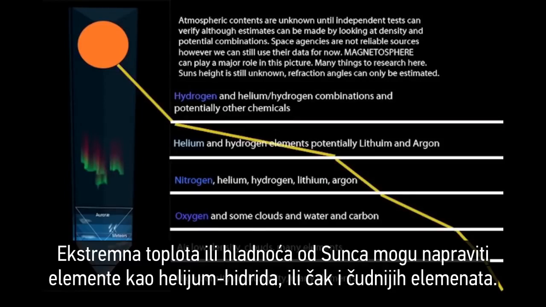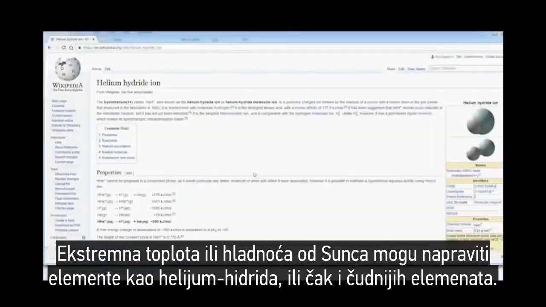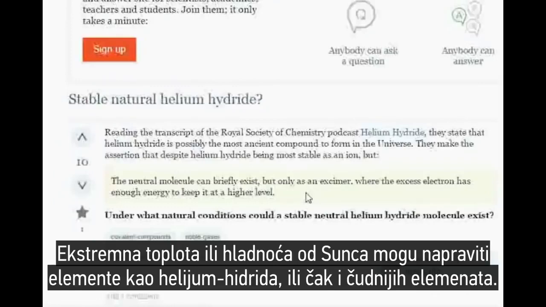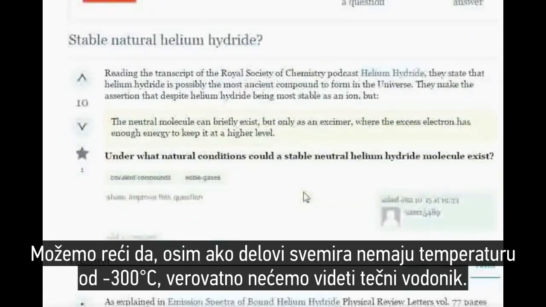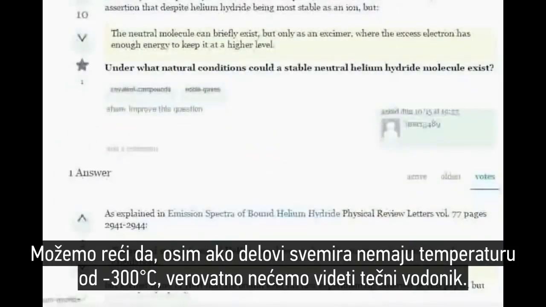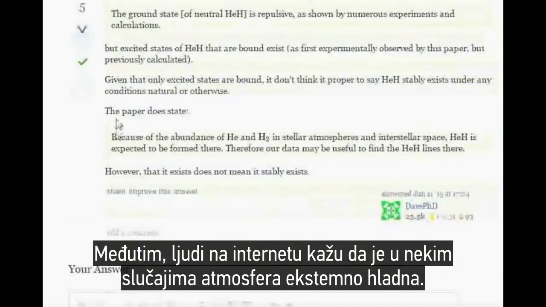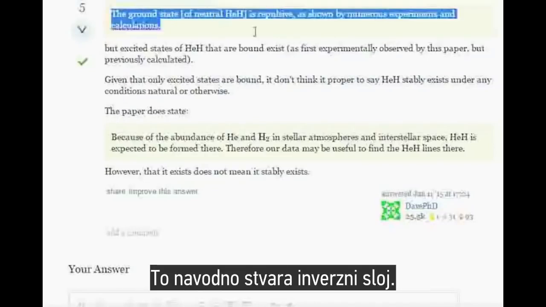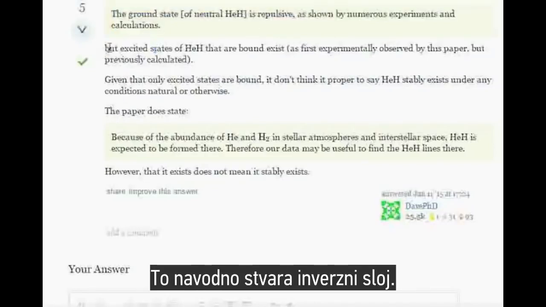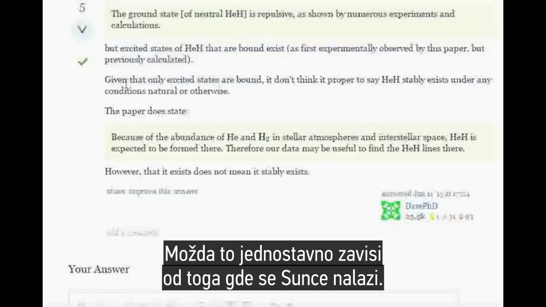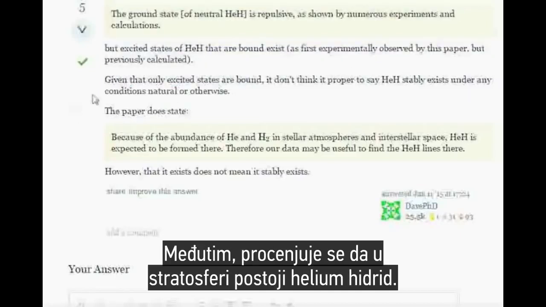Extreme heat or cold from the sun can certainly forge elements, such as helium hydride or even stranger elements. It's fair to say, unless parts of space reach negative 300 degrees, we will probably not see liquid hydrogen. However, on the internet, people seem to say in some cases atmosphere is extremely cold. It creates an inversion layer, supposedly. Maybe it just depends on where the sun is. It has been estimated that there is helium hydride in the stratosphere, however.